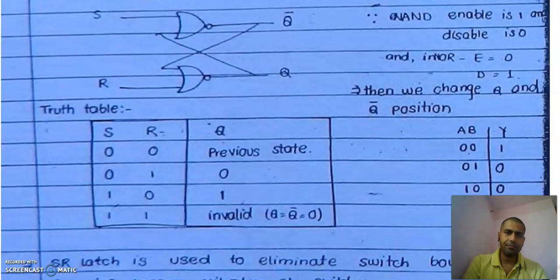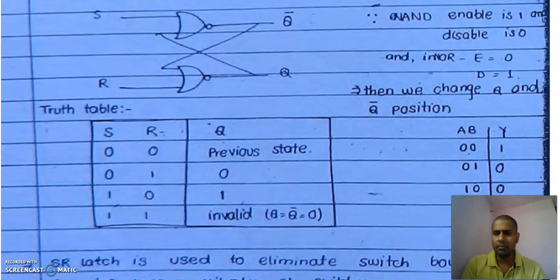Remember it. Okay. Now see the case of 1 0. If S is 1, we are getting Q equal to 1. That means set. In the case of 0 1, if R is 1, we are getting the reset, which is 0. That means this input is resetting the flip-flop. And if SR is 1 0, this is setting the flip-flop. And if 0 0, we will get the previous state, and 1 1 is the invalid state.